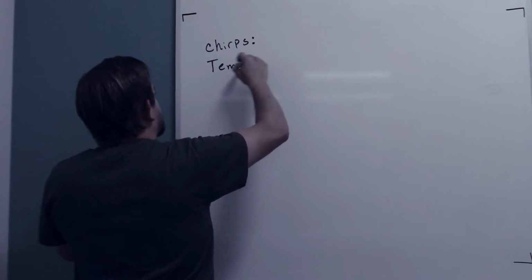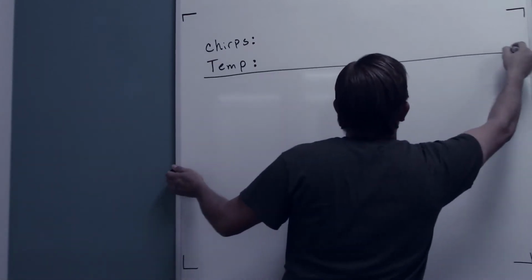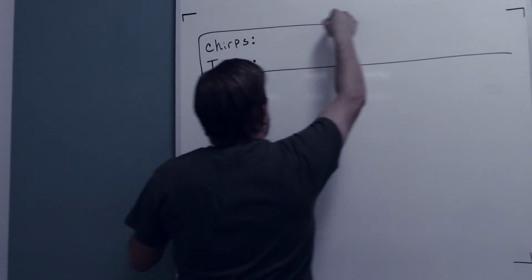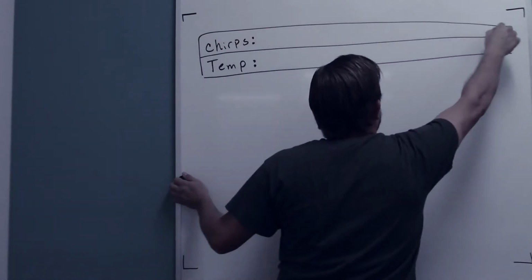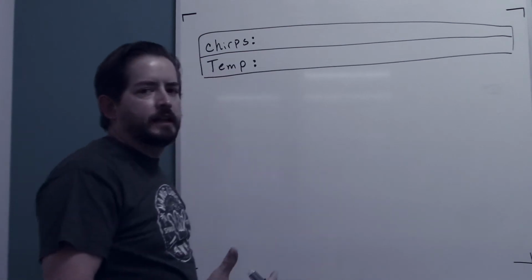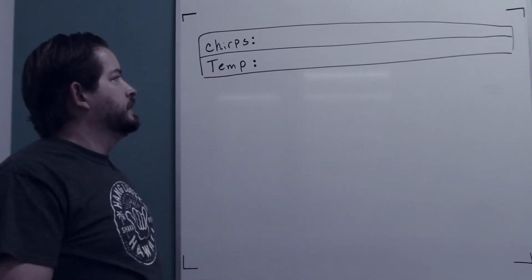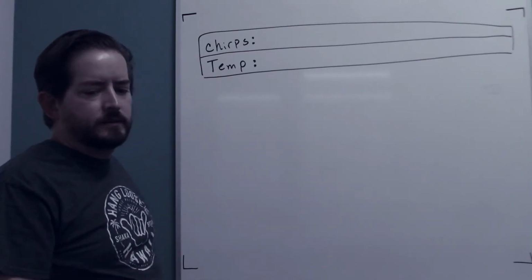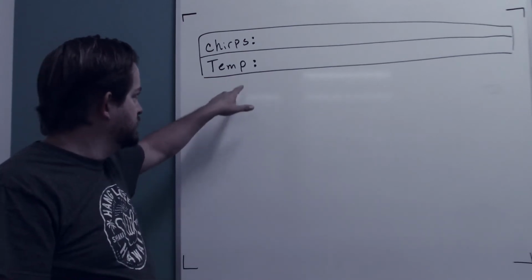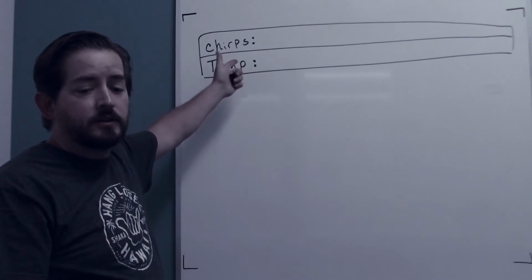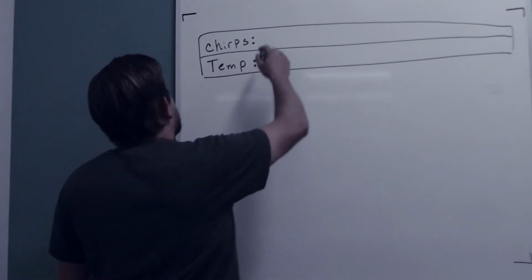They went out and they actually took a lot of readings, a lot of data. They measured the temperature in the air, the humidity in the air, all sorts of things. And they counted the number of cricket chirps that they heard, and also the temperature, and they noticed in their data that there was a correlation between the two.